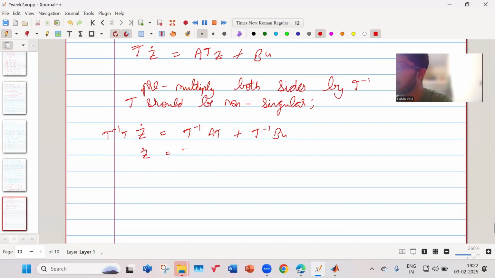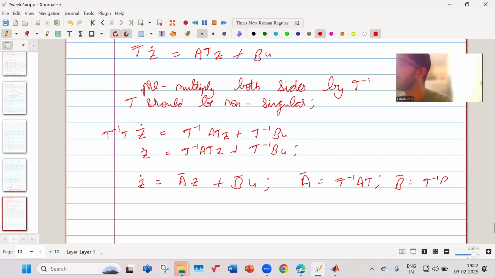So z dot is equal to T inverse A into T, sorry, this is z, not x, plus T inverse B into u. So z dot is actually A bar into z plus B bar into u. So A bar can be found by T inverse A T, and B bar is equal to T inverse B. Okay, B bar is equal to T inverse B, right?